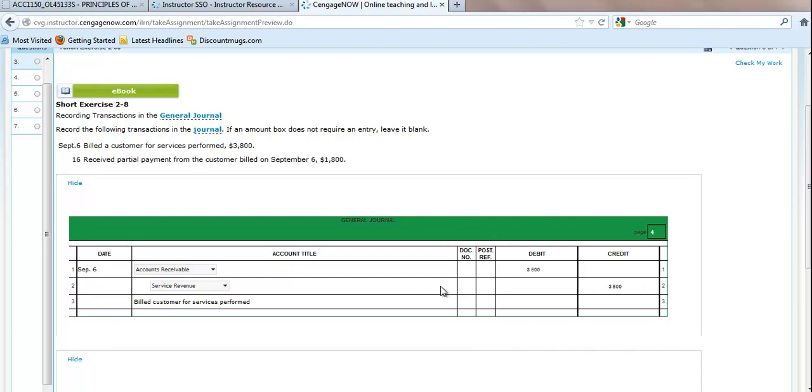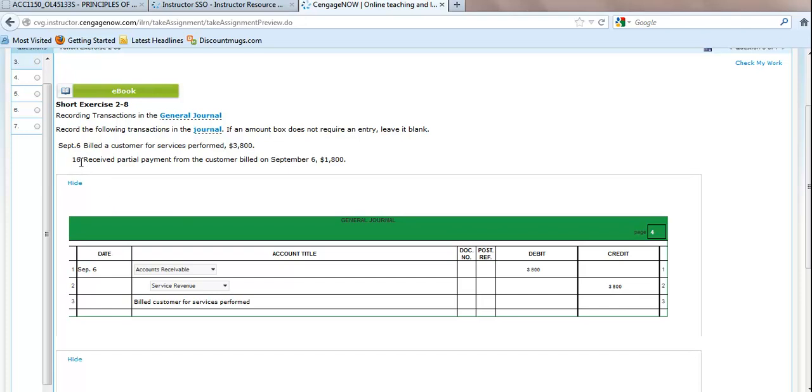The thing that is also true using the general journal is that we want total debits to equal total credits for each transaction, and this is actually easier for us to check than the T accounts. $3,800 debit equals my $3,800 credit. I increased my asset receivable, and I increased my service revenue. Assets increase with a debit, and revenues increase with a credit. So that's the September 6th transaction.